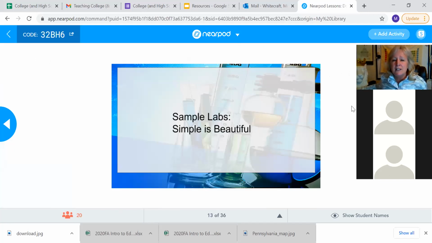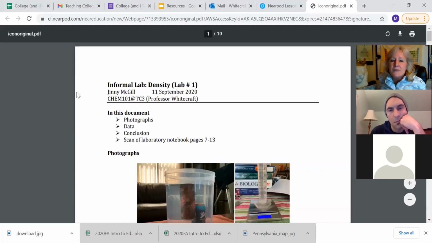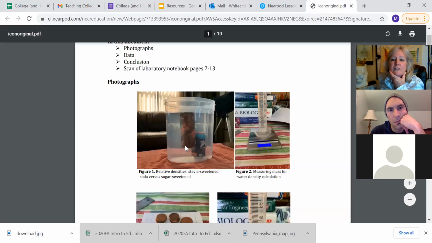Another thing I just wanted to mention, especially for high school and middle school teachers: for the Chem 101 class that I teach, it's primarily nursing students. Some of these students have never had a chemistry course before. And so a simple density lab, you can ramp that up. Here's an example of a density lab that I did at home. This is just an informal lab. Here a student took stevia sweetened soda and a regular soda, and they saw that the densities were different.